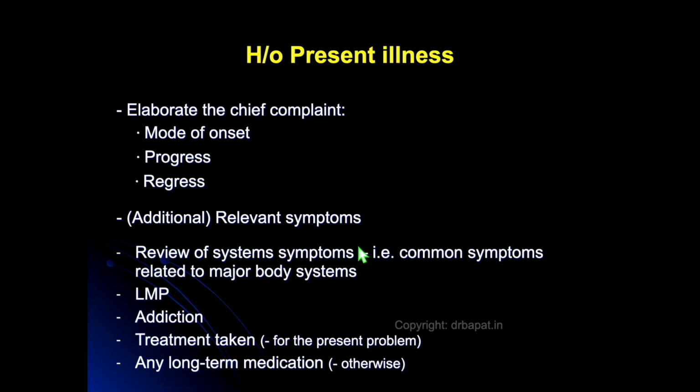Then ask the review of symptoms, that is, common symptoms related to major body systems, followed by the last menstrual period if applicable, followed by addiction, followed by treatment taken if any for the present problem, and finally any long-term medication on which the patient has been otherwise, that is, for any problem not related to the present one, such as antihypertensive, antidiabetic, antitubercular, antiretroviral, etc.